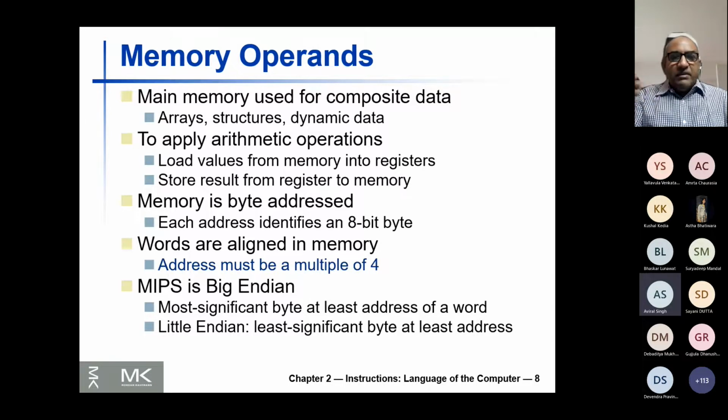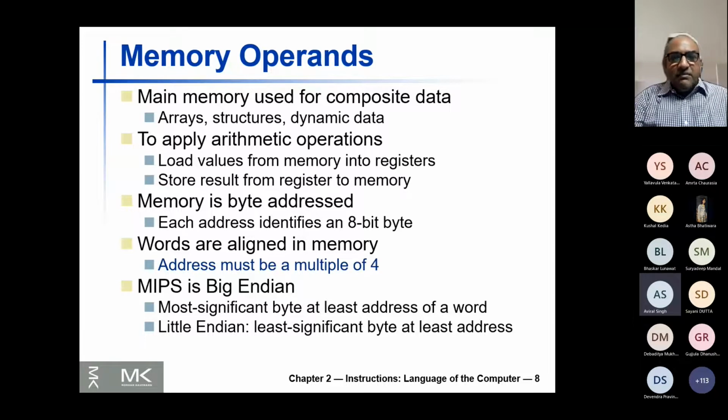But as I mentioned, most of the time we access the data in the form of words, which means we will fetch 32 bits and again store 32 bits. Most of the time we'll do it that way. So in that case, one can visualize the memory as a sequence of word level entries, where each entry represents 4 bytes together.